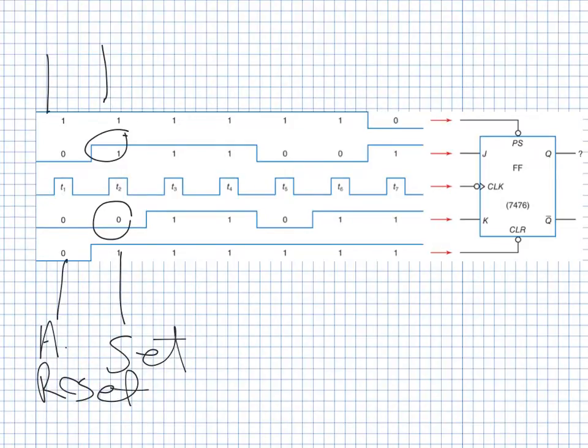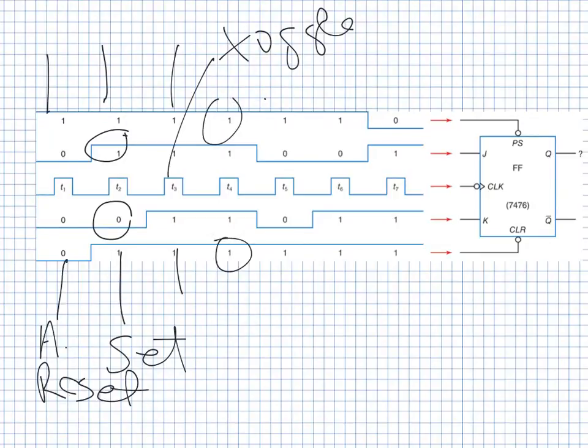All right, T3, we look at preset is a 1, clear is a 1, so it's dependent upon the J and the K. The J and the K are both 1s. When J and K are both 1s, again looking at the truth table, that's the toggle state. So at T3, we're in toggle. T4, we're still at 1 and 1 for preset and clear, so it's up to our J and K. Our J and K again are 1 and 1. So at T4, we're at toggle.